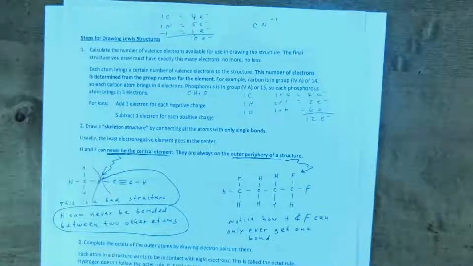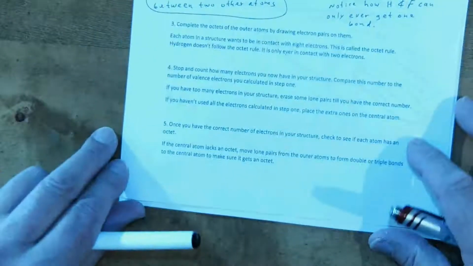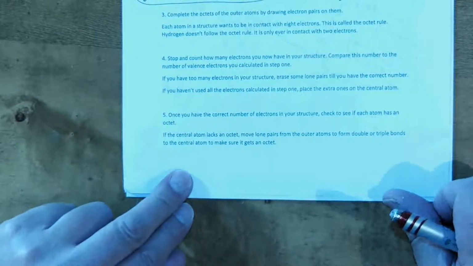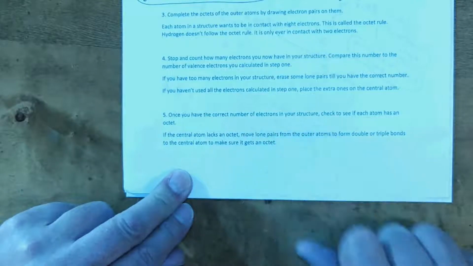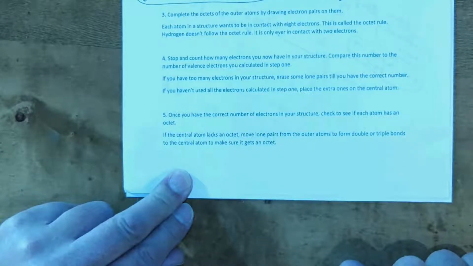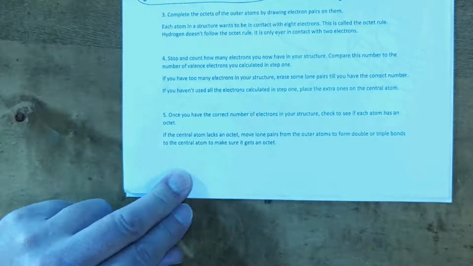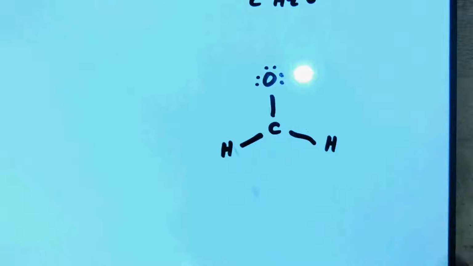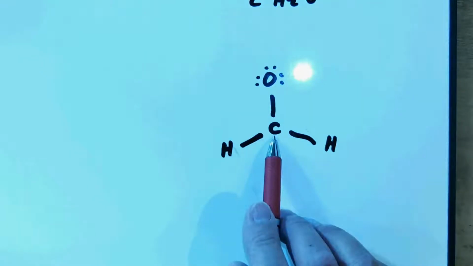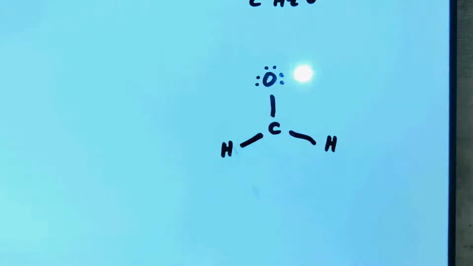So the fifth step here says, once you have the correct number of electrons in your structure, check to see if everybody has an octet. In other words, is everybody a happy camper? Does everybody have 8? And you can see from our structure here, no. Who's missing their octet? Carbon. Carbon right now feels like it only has 1, 2, 3, 4, 5, 6, but it really wants to have 8.